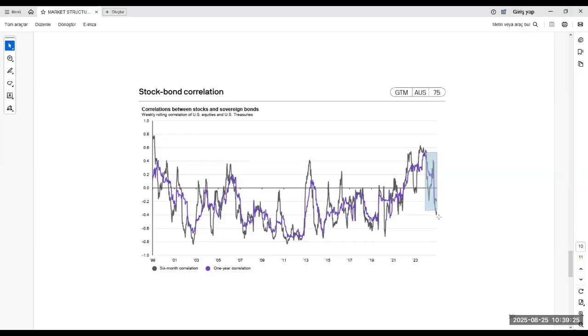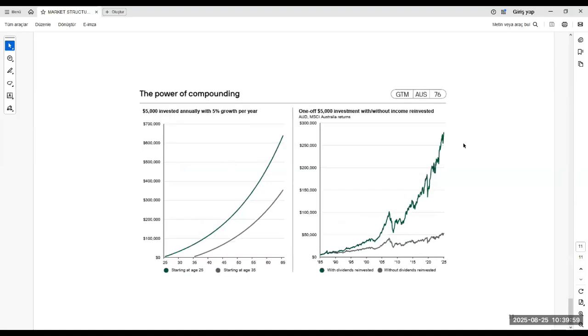So here, as you see, there is a crash in the 6-month correlation between bond and stock markets, because the 6-month correlation is now in negative territory, but the 1-year correlation is around 0. This means that if you take a longer perspective, a long-term maturity for your stock and bond correlation, you will see a positive correlation. But if you look at the short term, you can see some negative correlation between stock and bond. And this is the power of compounding.